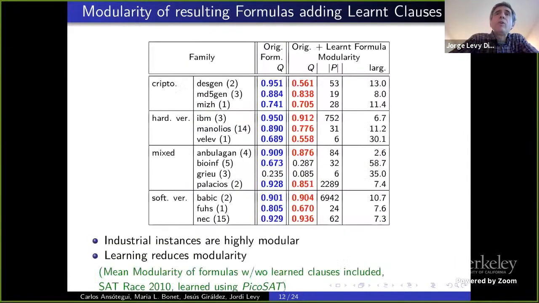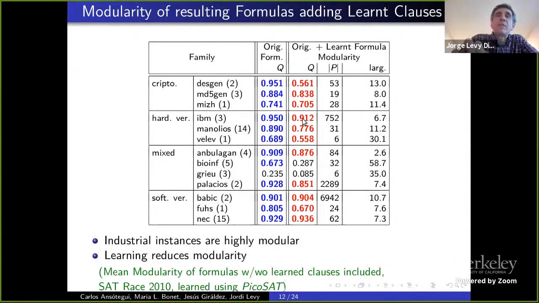And computing the modularity of industrial instances, what we observe here in blue is that the modularity is extremely high. Even for real-world networks analyzed by other people, the modularity is never so high as in the industrial instances that we use in the competitions.